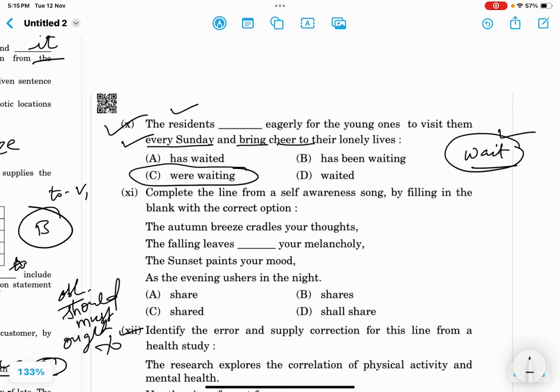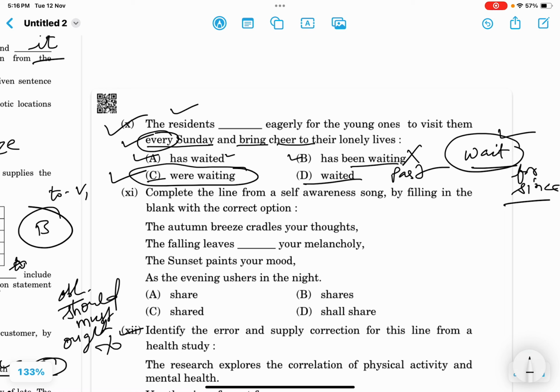But according to the marking scheme, it is given that waiting is the correct answer. So if we are to choose this one, let's discuss the other three. First of all, this one is not correct because this one is of past perfect and that means the work has been done, but here it is not. Then has been waiting, if we have, then we should have for or since and some kind of time duration or period. So it is not correct. That is not given in this. Waited, that is of past tense.